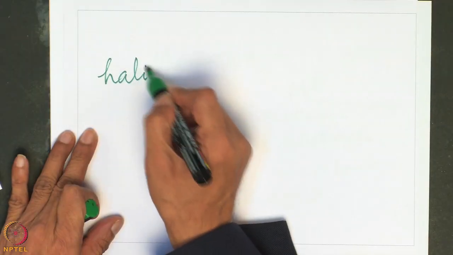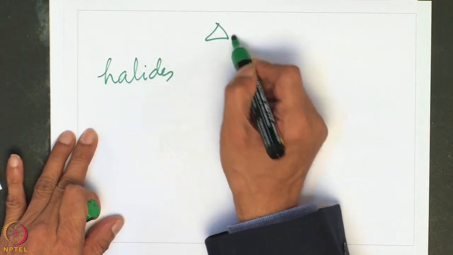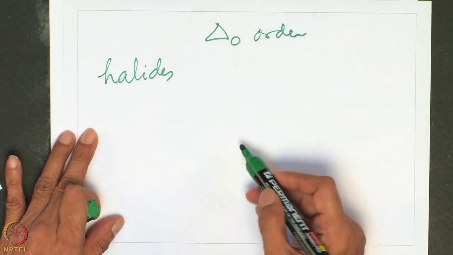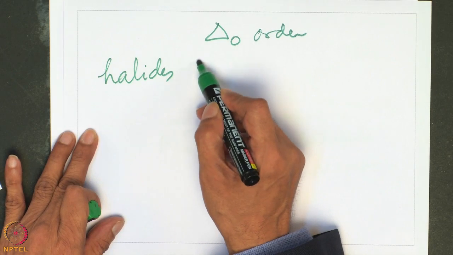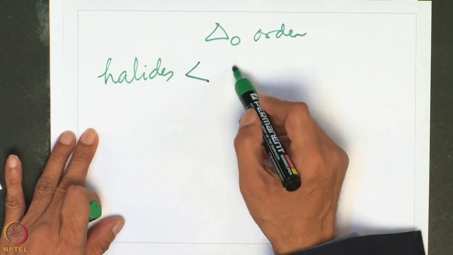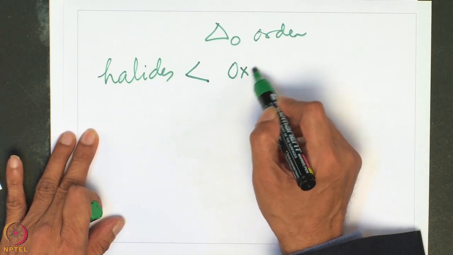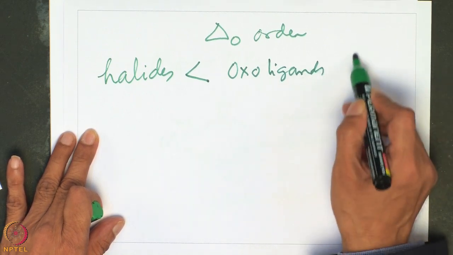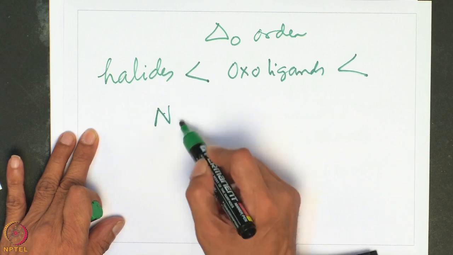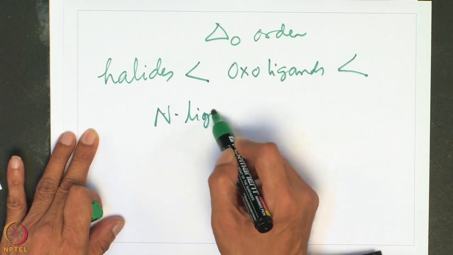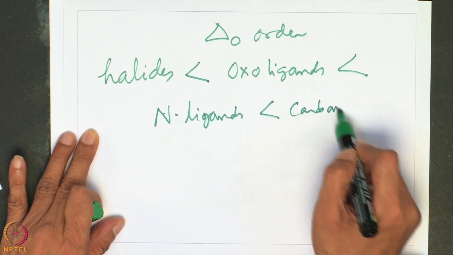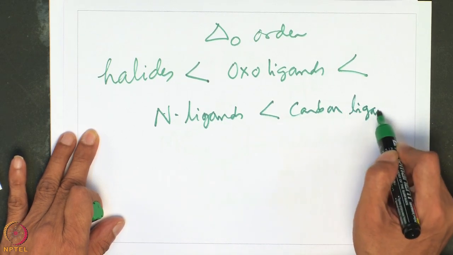So, in the delta O order, the halides will split less than the oxo ligands, than the nitrogen ligands, and than the carbon ligands.